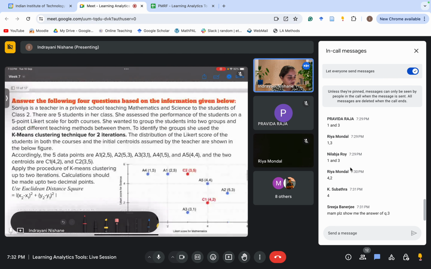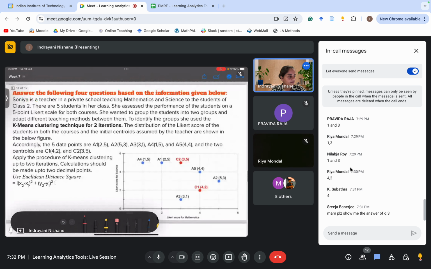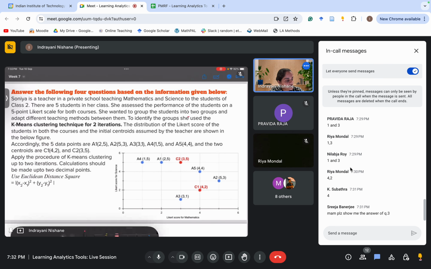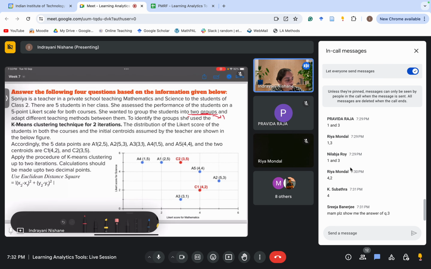So coming to question 5, which is the calculation problem for our practice. We'll read the question carefully first. Sonia is a teacher in a private school teaching mathematics and science to students of class 2, and there are 5 students in her class. She assessed the performance of the students on a 5-point Likert scale for both the courses, and she wanted to group the students into 2 groups. So 2 groups. What will be the value of k for 2 groups?